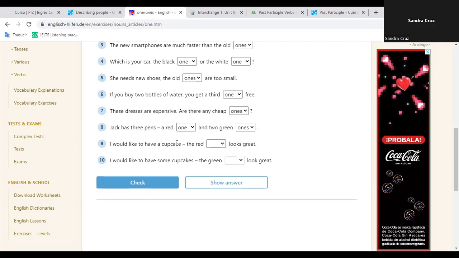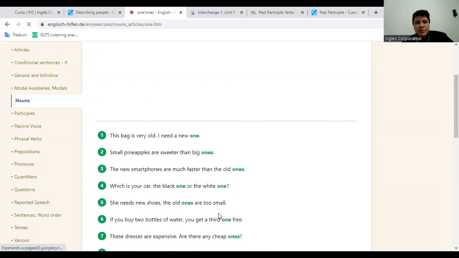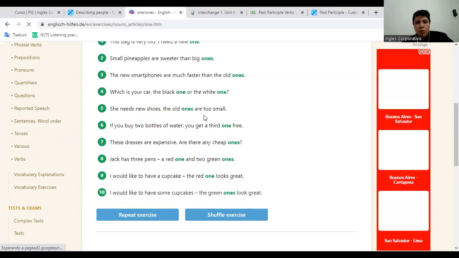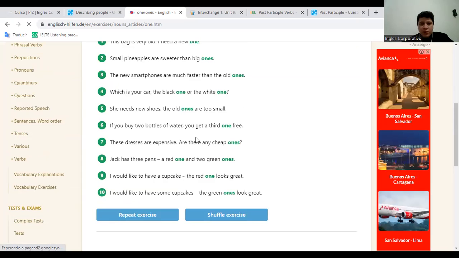I would like to have a cupcake. The red one or ones? One. Perfect. I would like to have some cupcakes. The green one or ones? Ones. Right? So now, guys, let's see. You see? The bag is very old. One. You see, ones. Shoes, the old ones are too small. And if you have any question, guys, remember that we also have verb to be, right? Are for plural, right? Is for singular, right?